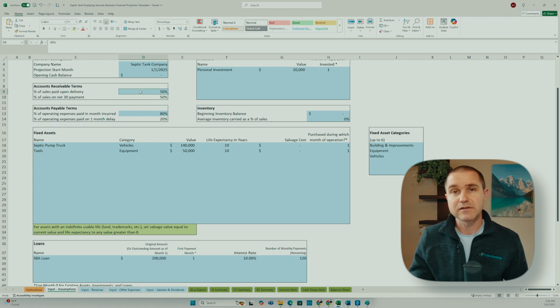So this is going to have an impact on your cash flow because you're going to end up waiting some period of time. We're assuming 30 days on those commercial invoices. After you complete the job, it might take a little while to get paid.